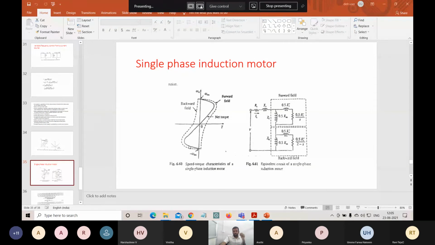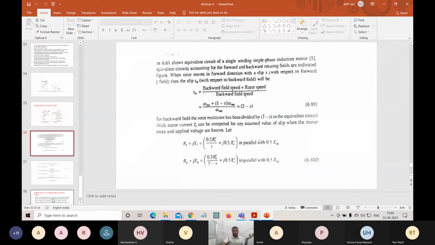It comes as sinusoidal like this. Okay, so for forward field, the stator dependent rotor resistance will be 0.5 times, but for backward field it will be 0.5 divided by 2 minus s. Okay, so remember this, you will need this in solving the problems.